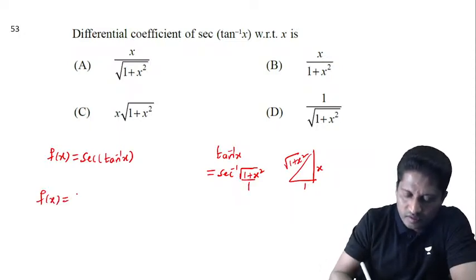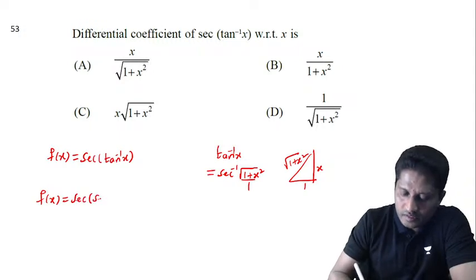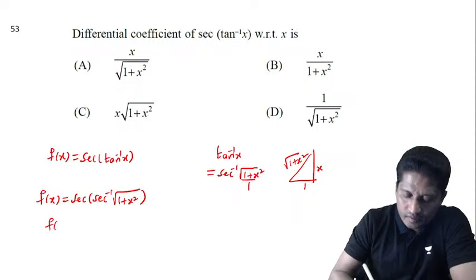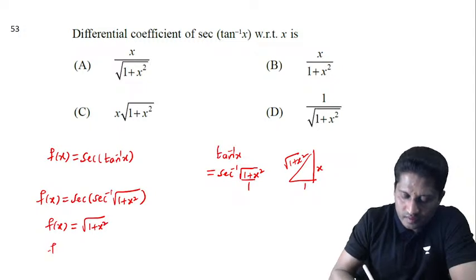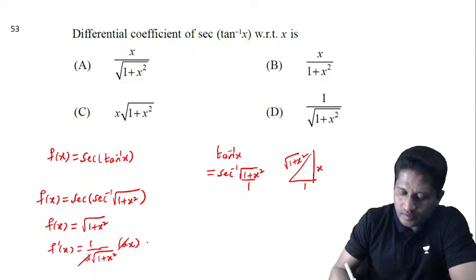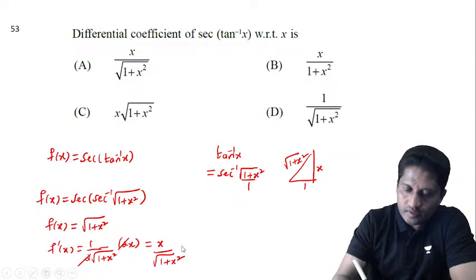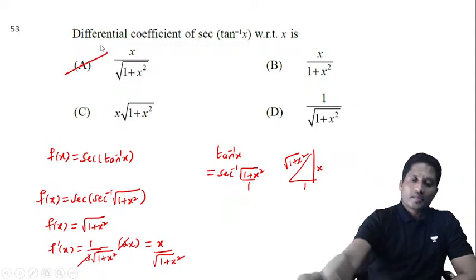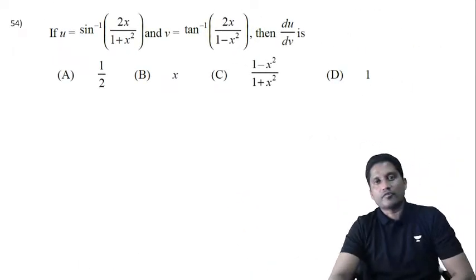Now f of x is equal to sec of sec inverse of root of 1 plus x square. You will get root of 1 plus x square. F dash of x is equal to 1 by 2 root of 1 plus x square, and differentiation of x square is 2x. You will get this as x divided by root of 1 plus x square. Answer is option A.